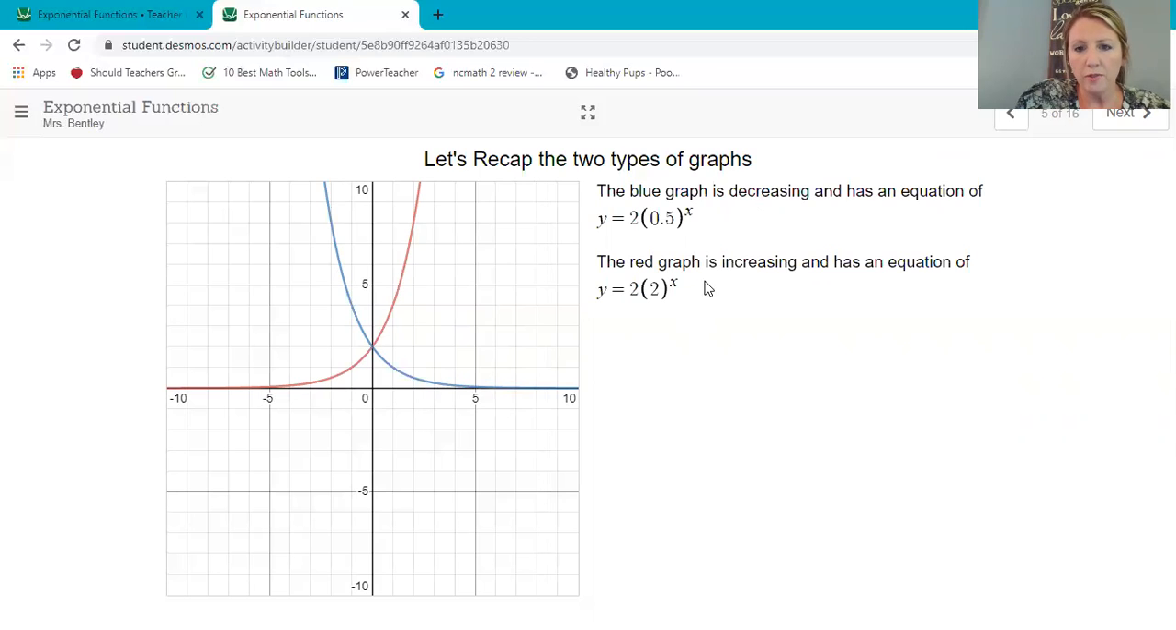With the red graph, notice the equation has a b value of 2. 2 is greater than 1. So that is an increasing exponential function. And notice the red curve is going uphill from left to right. So the direction of the graph is going to easily tell us whether it's growing or decaying. And then in the equation, you're looking at the b values, that's 0.5 and the 2.